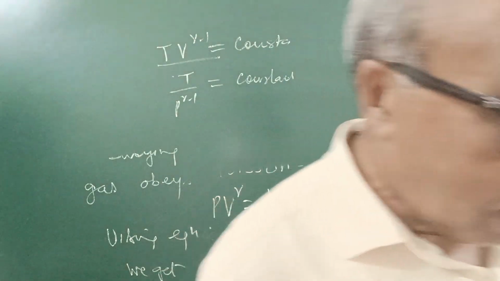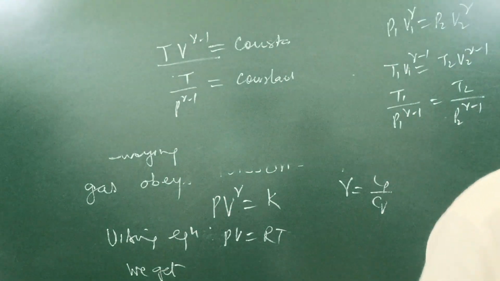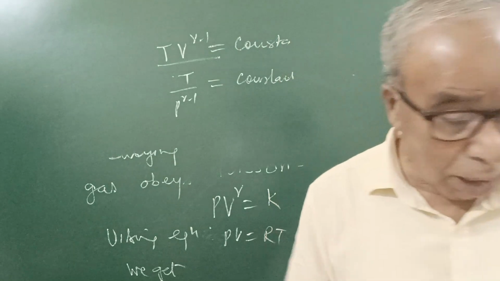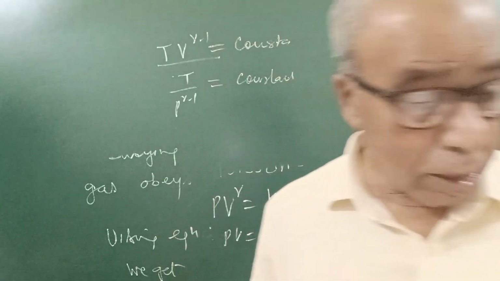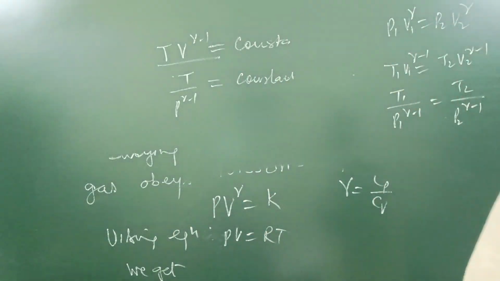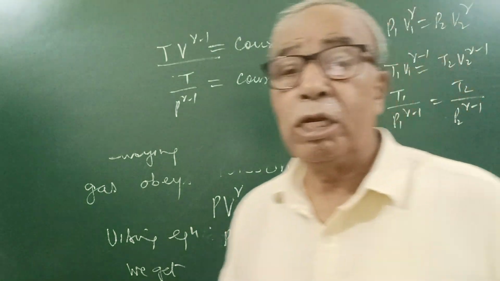So this was about isothermal and adiabatic processes. Now I will take up a further topic, like the isothermal and adiabatic curves, and will find the ratio of their slopes.